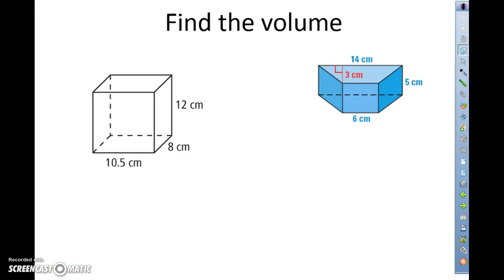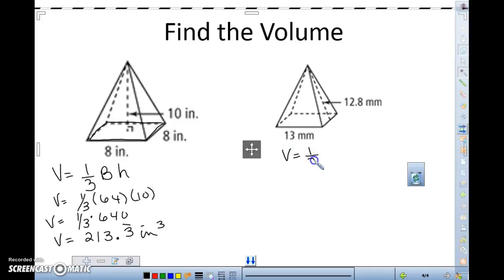Try to find the volume. On the left is a rectangular prism. The one on the right is a little more challenging because it's a trapezoidal prism. So I'm going to give you about 4 to 5 minutes. When we try to find the volume, you'll notice that they give us a slant height, but they don't give us the height in here. We're going to have to figure out what this height is so that we can use it in our formula.